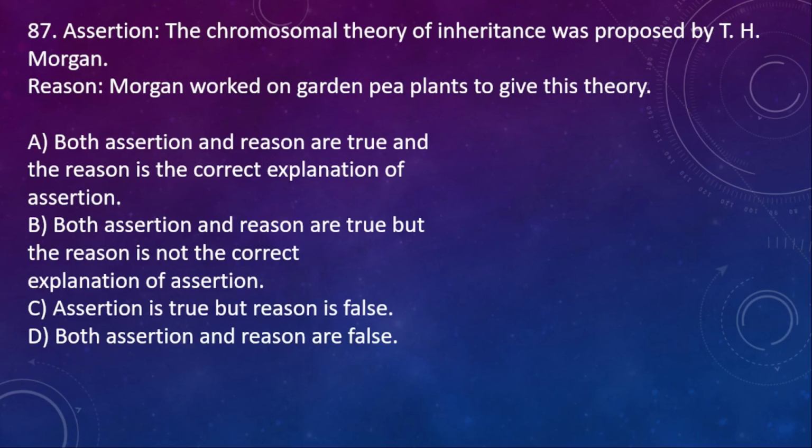87th one. Assertion and reason. The chromosomal theory of inheritance was proposed by T.H. Morgan. And then the assertion: Morgan worked on garden pea plants to give his theory. So here both assertion and reason are false.